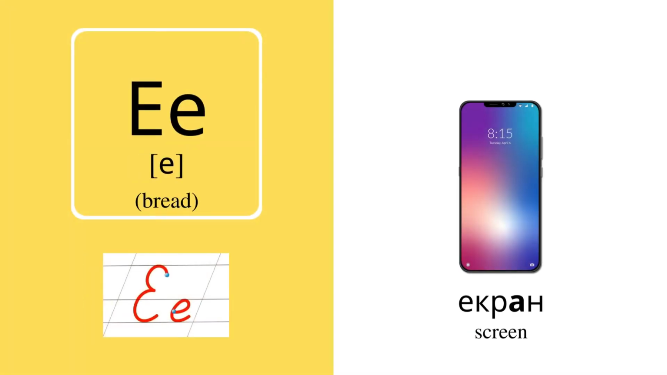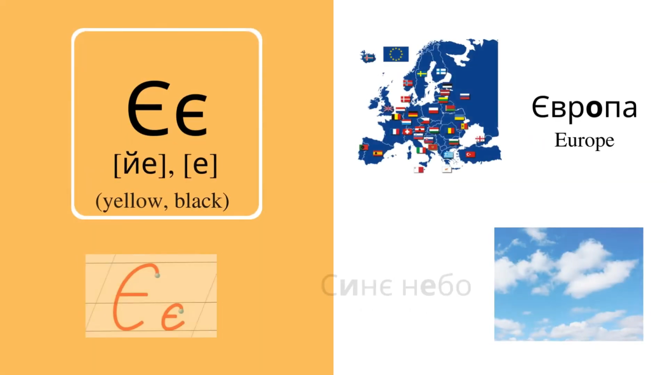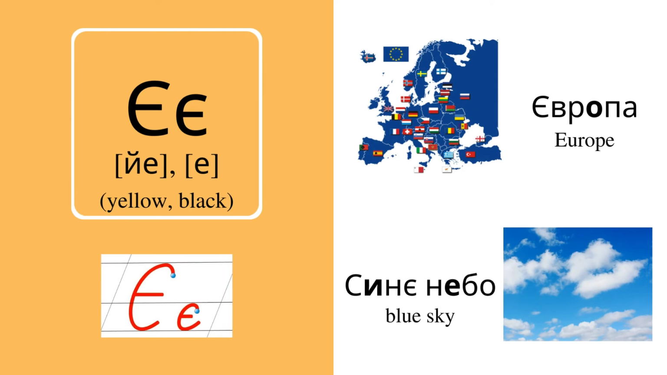Е denotes sound E, like in bread. Екран. Є can denote two sounds, Y and E, like in yellow, and one sound E, like in black. For example, Європа. Here we have two sounds, Y, E. Another example is синє небо. Here we have only one sound E. While denoting one sound, the letter Є also makes the previous sound soft.